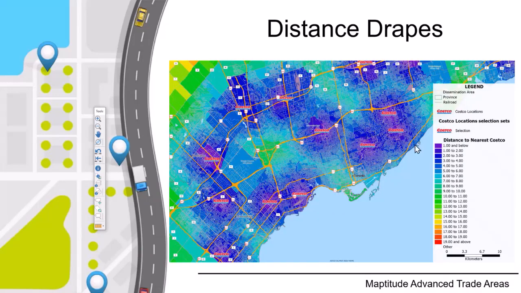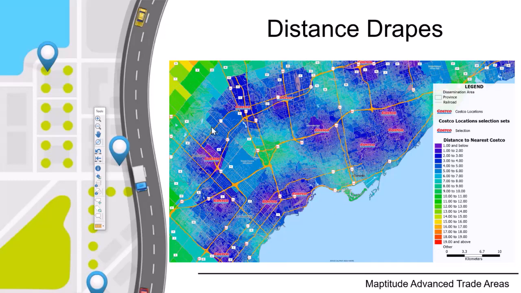So this is the distance to the nearest Costco. By the way, this is done for all of Canada. I just zoomed into Toronto, in kilometers. As you can see, a lot of Toronto is within, say, 5 kilometers or less to a Costco, but there are some areas that are further.